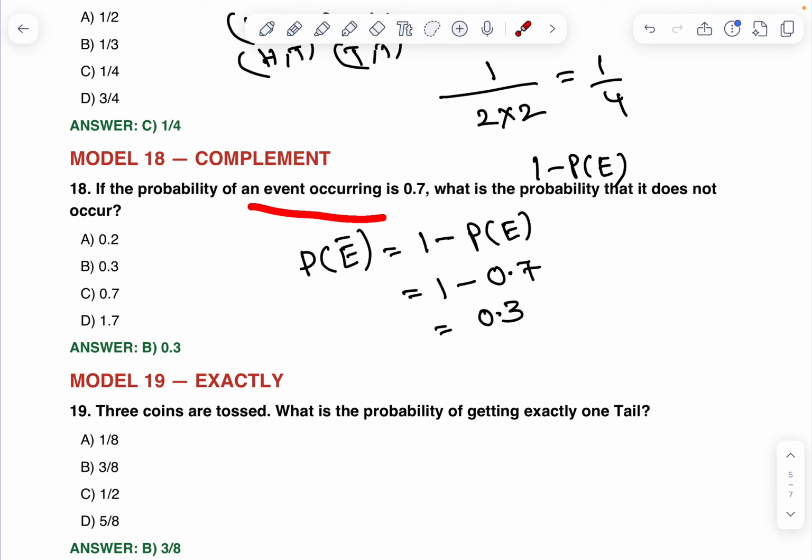The probability of an event occurring is 0.7, but here they are asking not occur. Formula: P of E bar is equal to 1 minus P of E. Simple technique: success plus failure is equal to 1. Therefore, formula: P of E plus P of E bar is equal to 1. Okay. This is the answer formula.